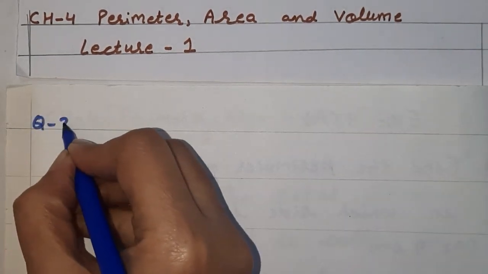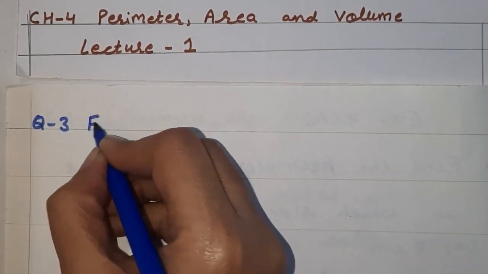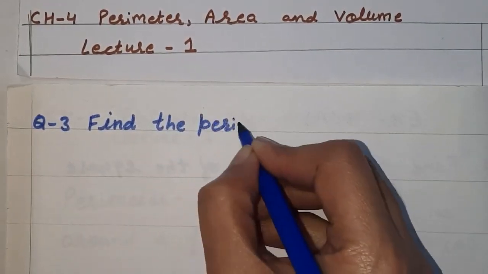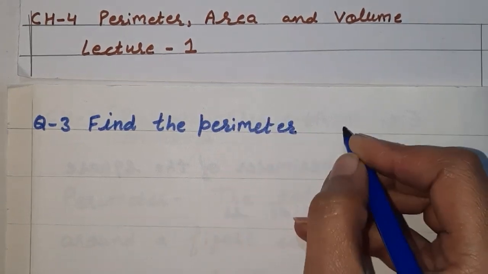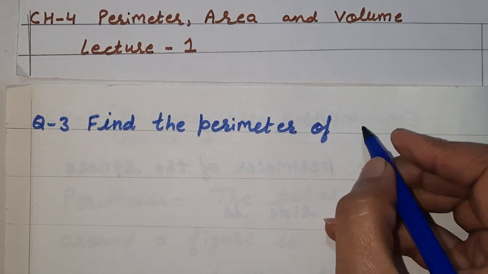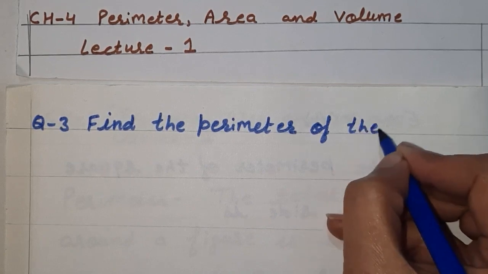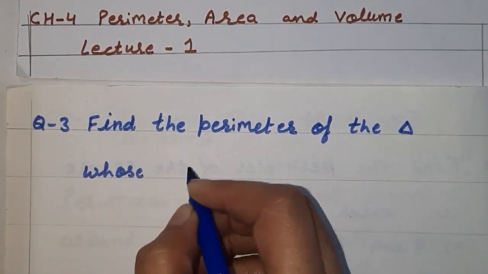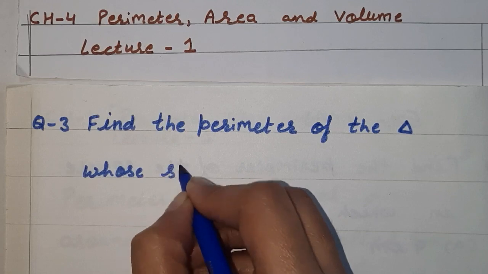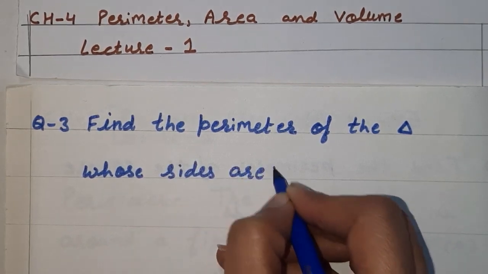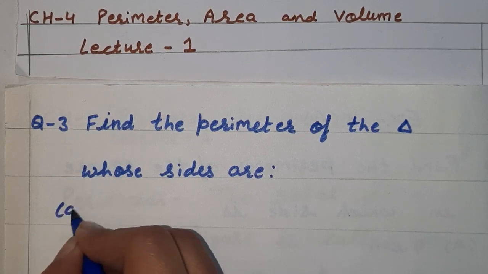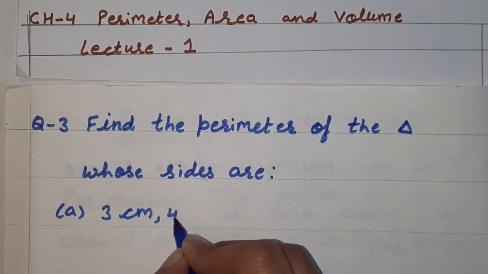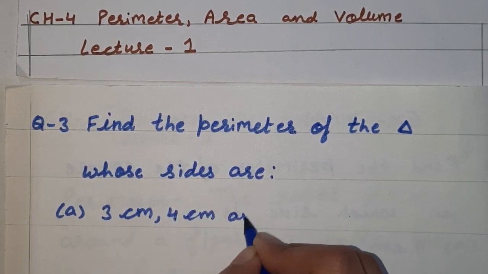Next question is question number 3. Find the perimeter of the triangle whose sides are, A part we are doing. So for A part the sides are 3 centimeter, 4 centimeter and 5 centimeter.